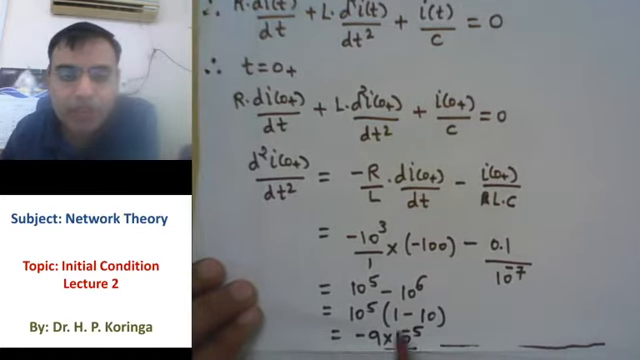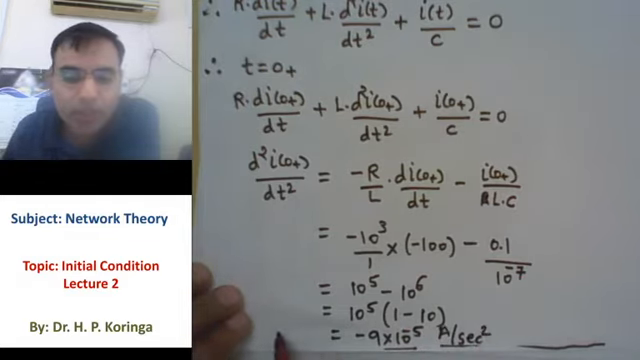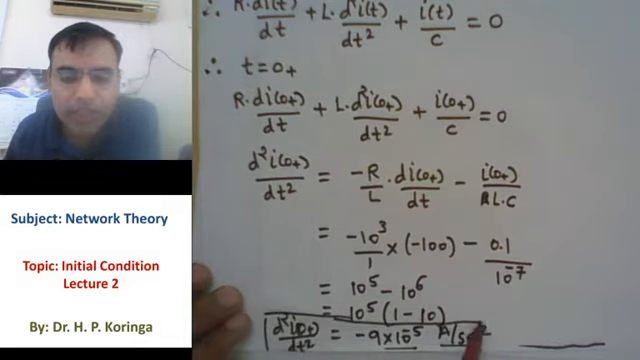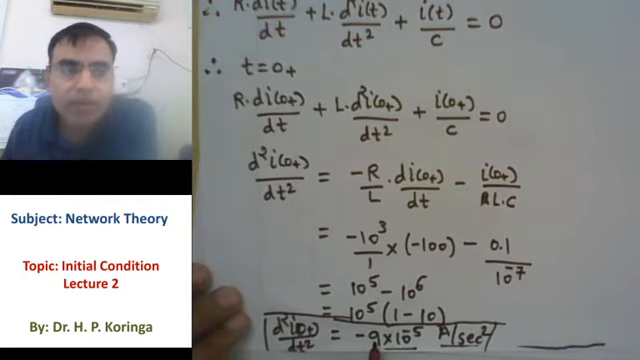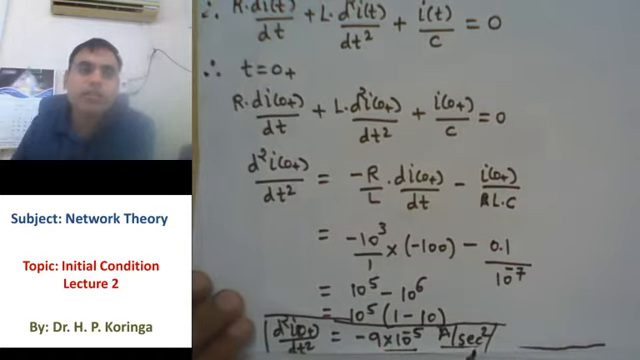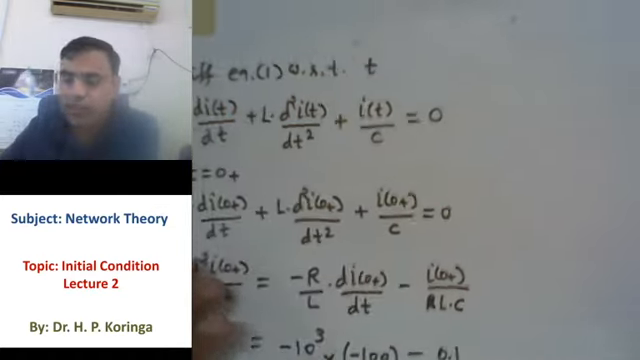What is the unit of d square I0 plus divided by dt square? It is ampere per second square. So the value of d square I0 plus divided by dt square is equal to minus 9 into 10 raised to 5 ampere per second square. Right. So this is our third answer of the final initial conditions.